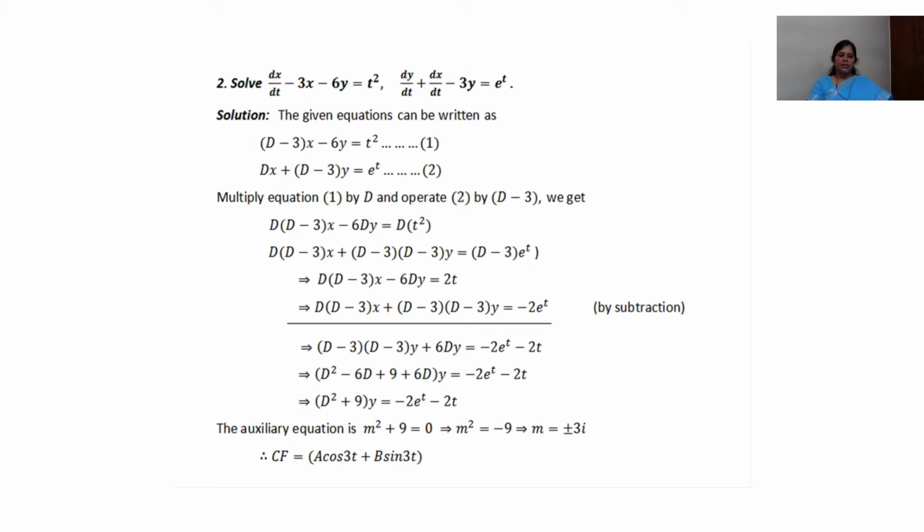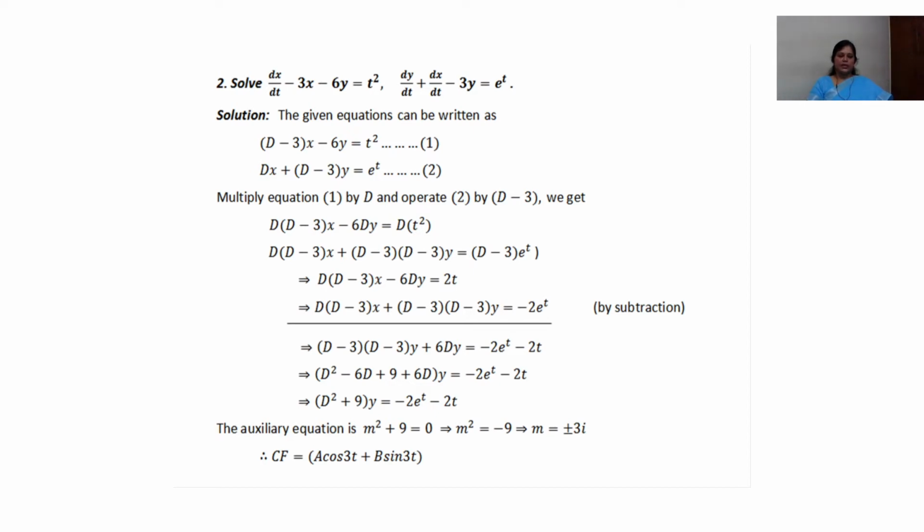From that, the auxiliary equation is m square plus 9 is equal to 0. Then m square is equal to minus 9, so m is equal to plus or minus 3i. Again we got complex roots for this problem. With alpha equal to 0 and beta equal to 3, the complementary function is a cos 3t plus b sin 3t.